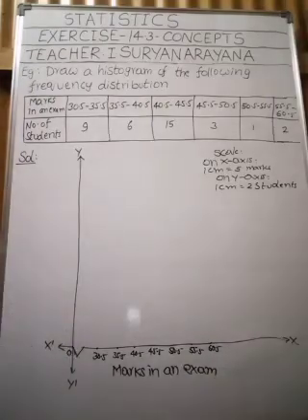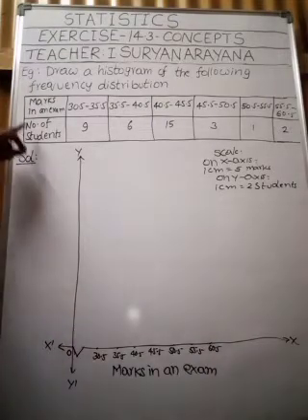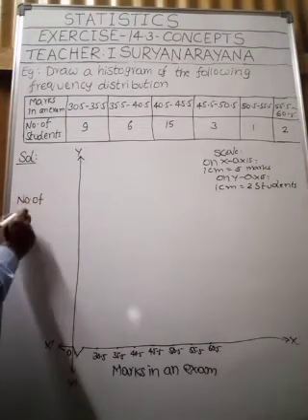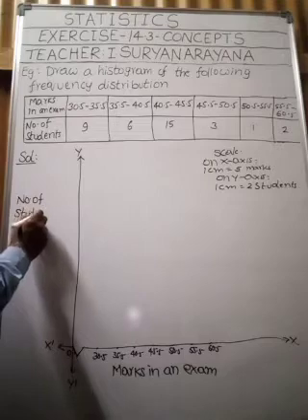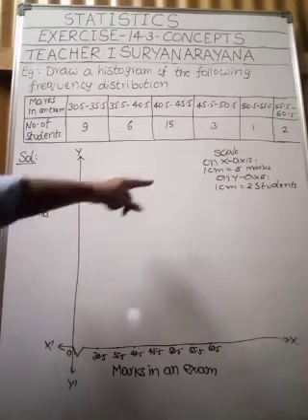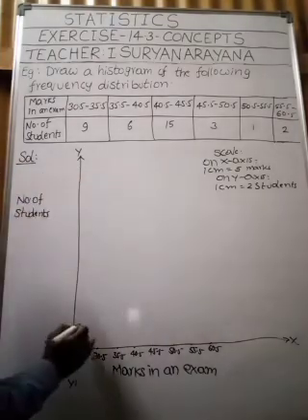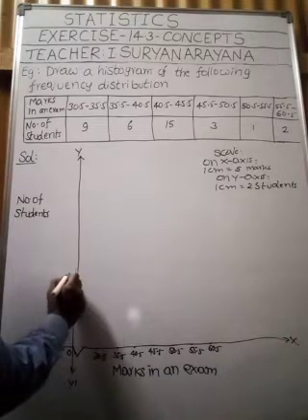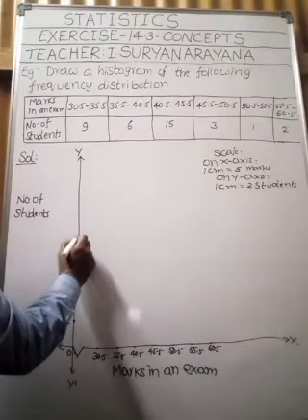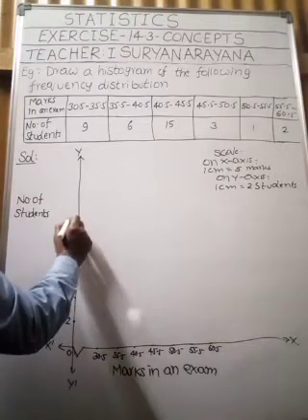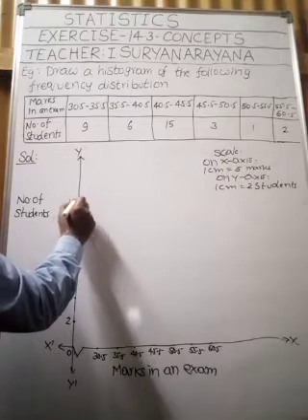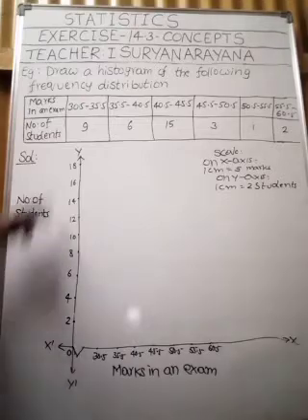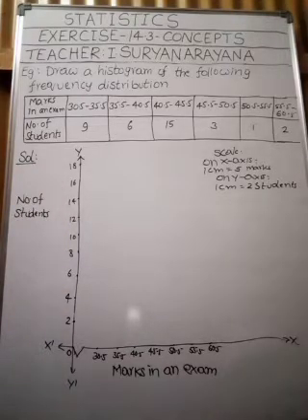On the x-axis, we have taken marks in an exam. On the y-axis, we are taking the number of students. And what is the scale here? 1 centimeter is equal to 2 students. So here 2, 4, 6, 8, 10, 12, 14, 16, 18. I have taken like this on the y-axis. Understood this point, my children?